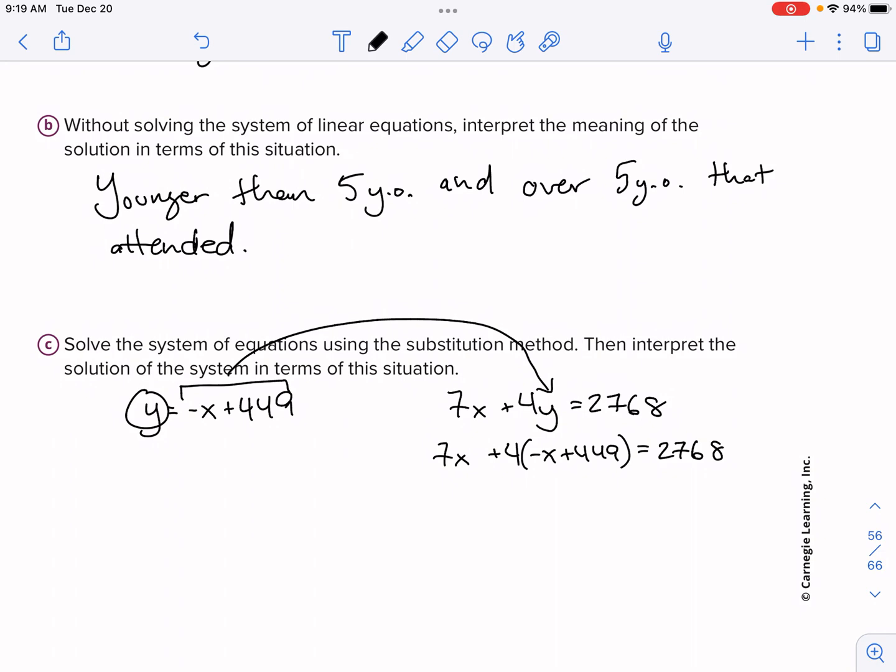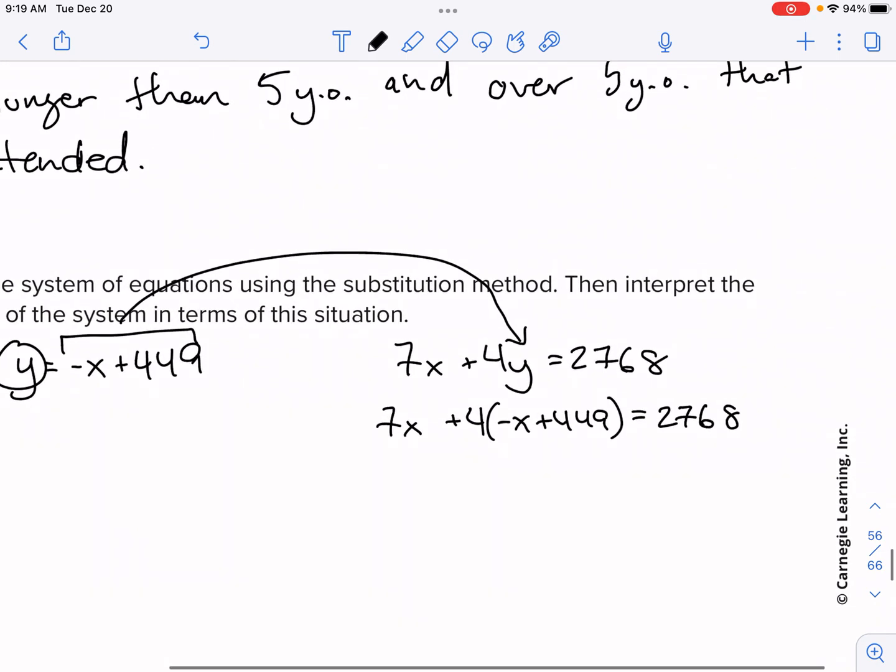A key thing here, when we have a number next to parentheses, you have to use the distributive property, which says we multiply that 4 to everything. So we're going to have 7x, and then positive 4 times a negative x is a negative 4x. You could put plus negative 4x, but I'm just going to put minus 4x. 4 times 449. You can use a calculator here, but this will be positive. I'll just give it to you, it is 1,796.